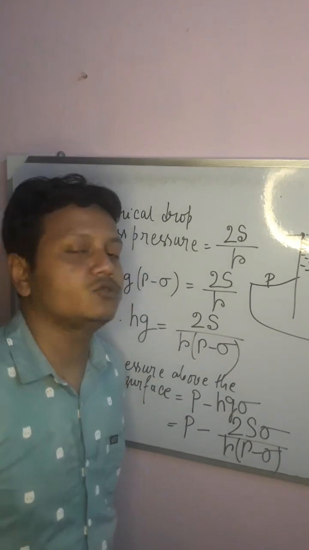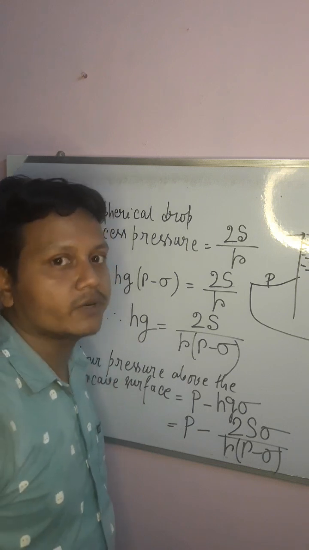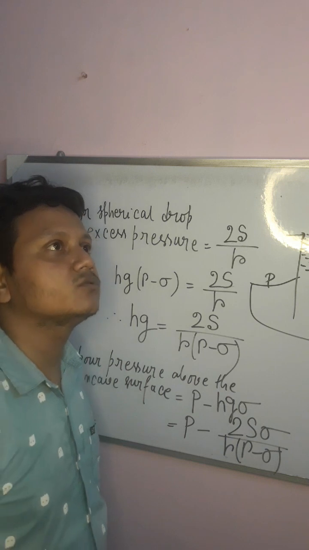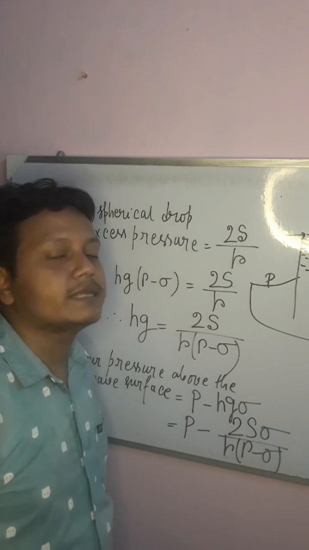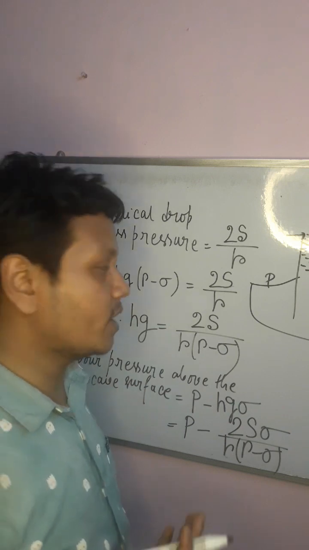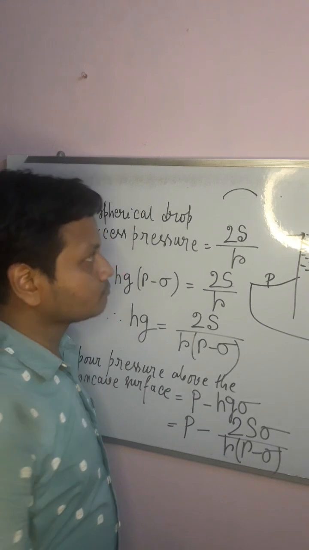Now in today's lecture I have taken the example of those liquids that wet the walls of the tube. In my next lecture I shall discuss the second case, that is those liquids that do not wet the walls of the tube, that is for a convex meniscus.